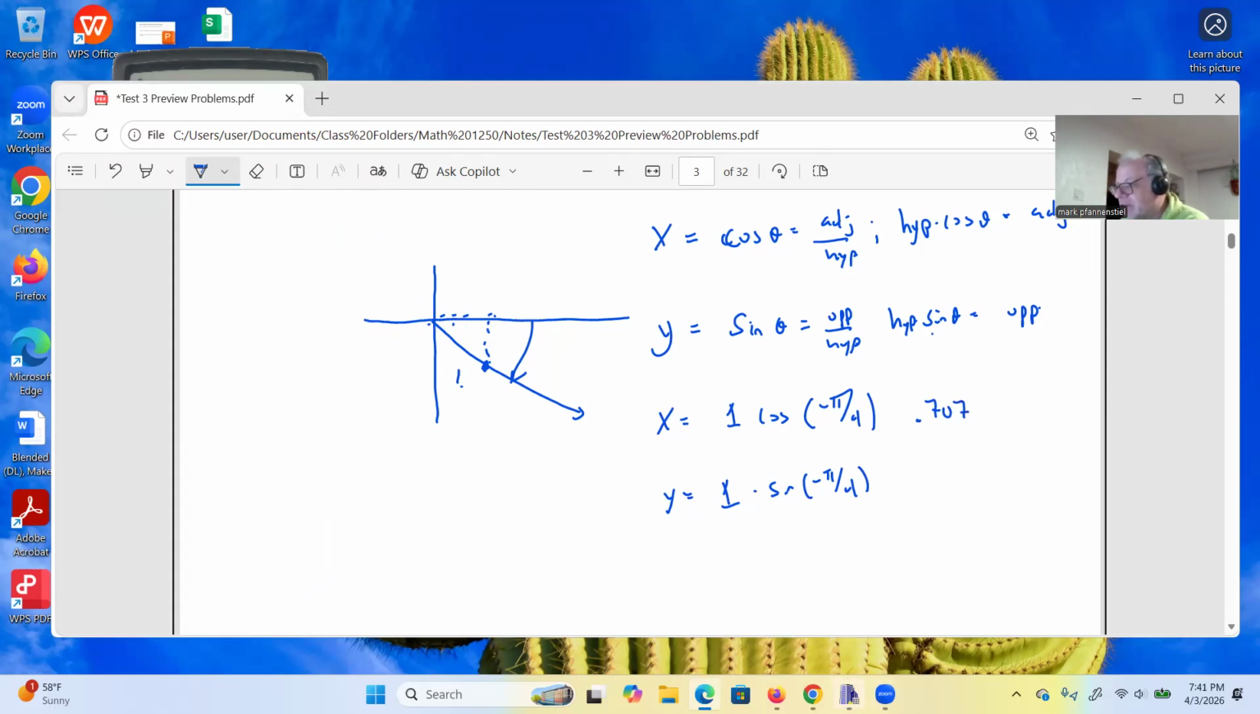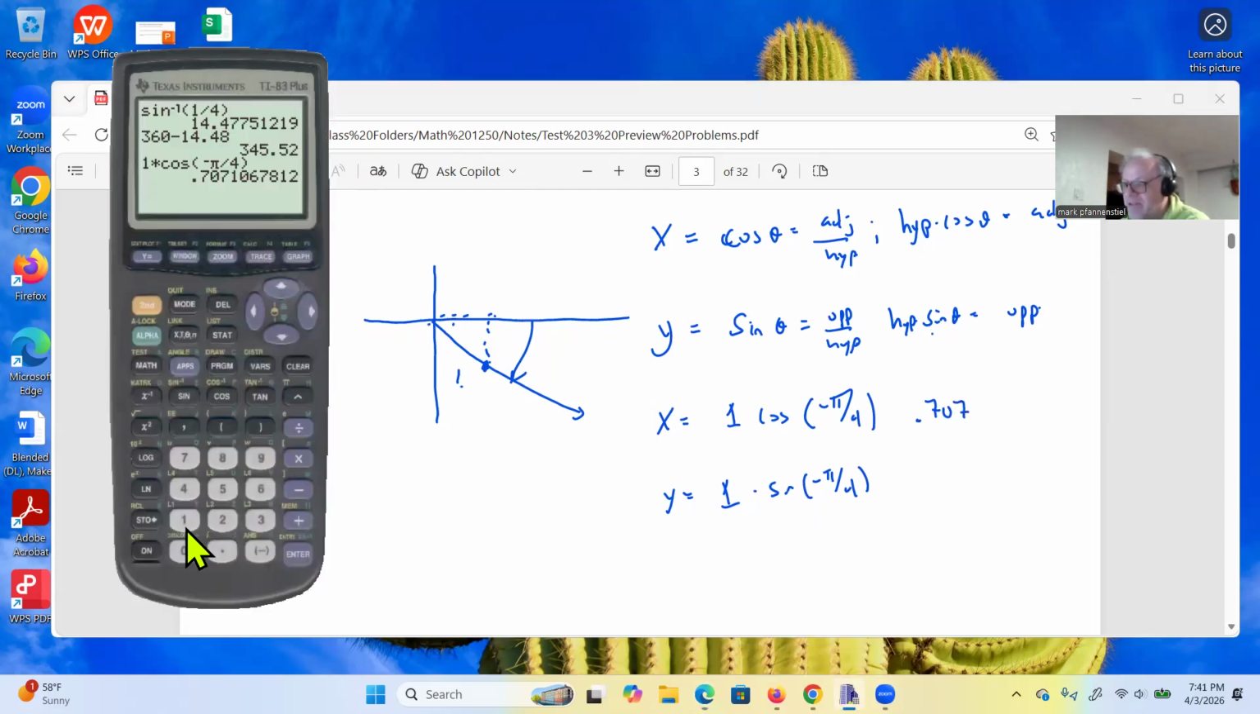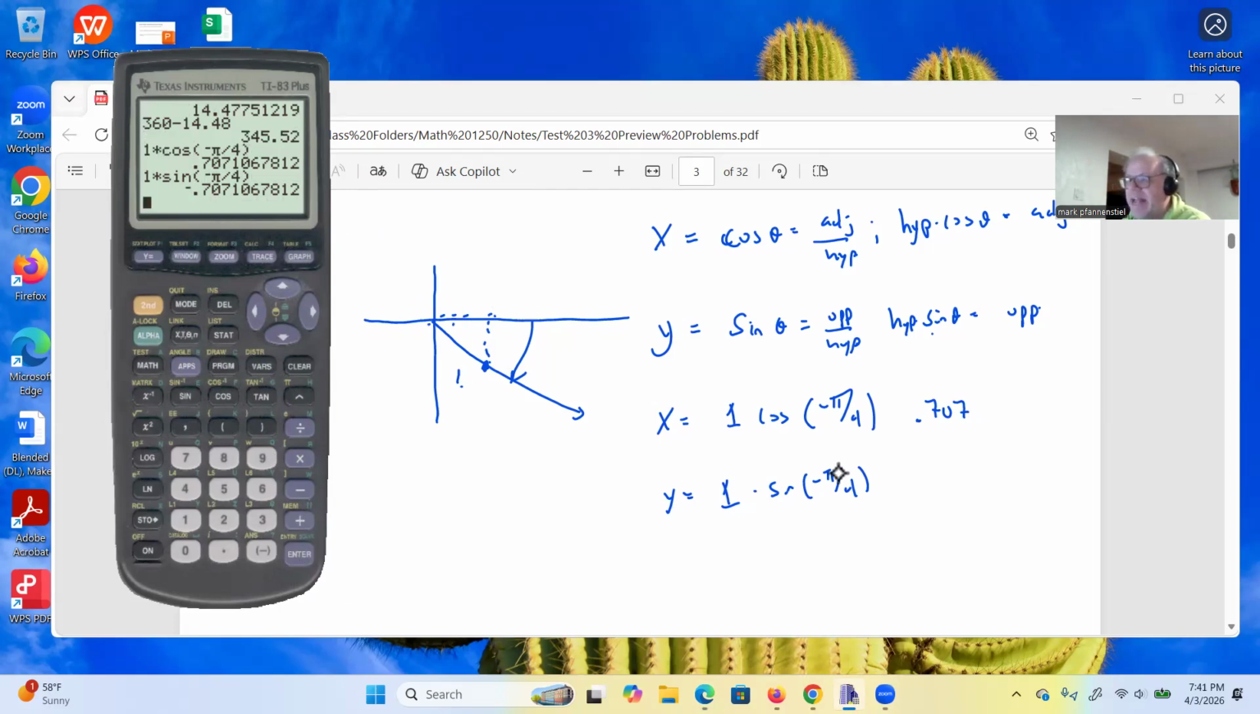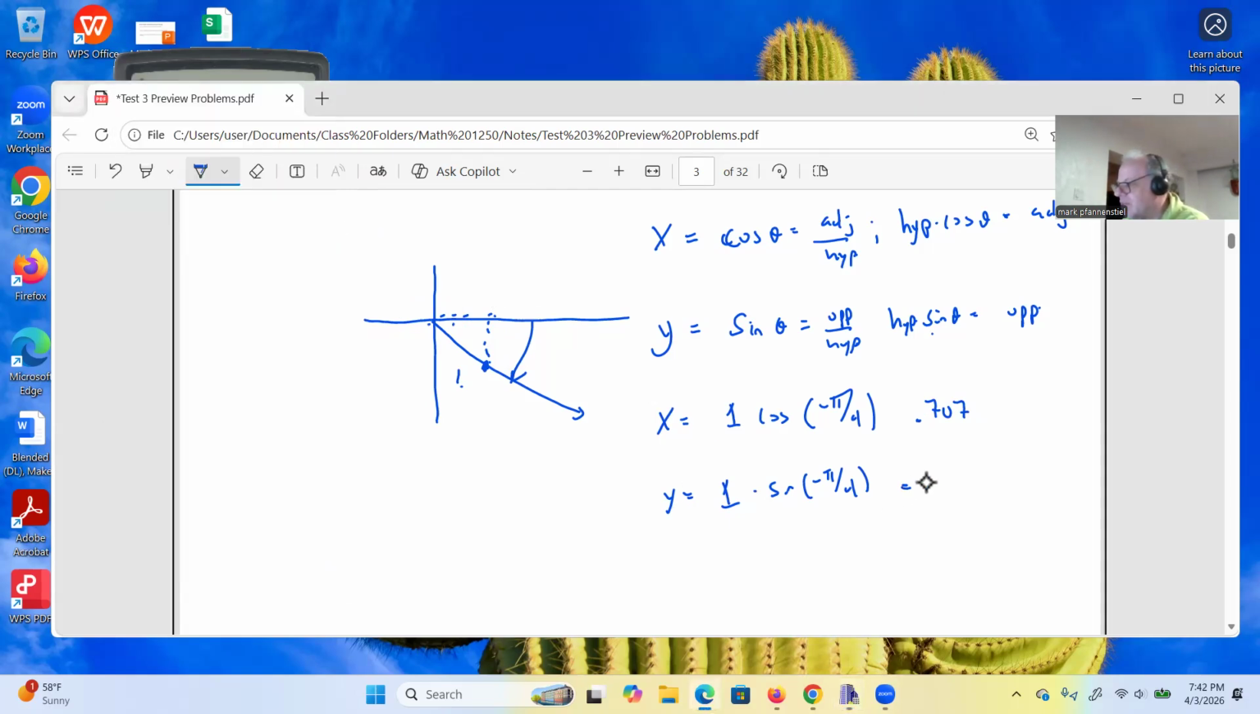And we're going to do the same thing with the sine. We could say 1 times sine of negative pi divided by 4. And we ended up with negative 0.707. So y equals negative 0.707. As I'm looking forward to where this point is, if I just had to graph the point x equals 0.707, y equals negative 0.707, I'm going to get a point that's going to look pretty much like that.